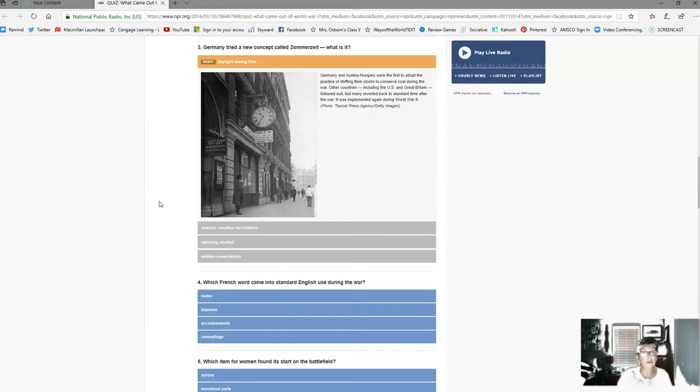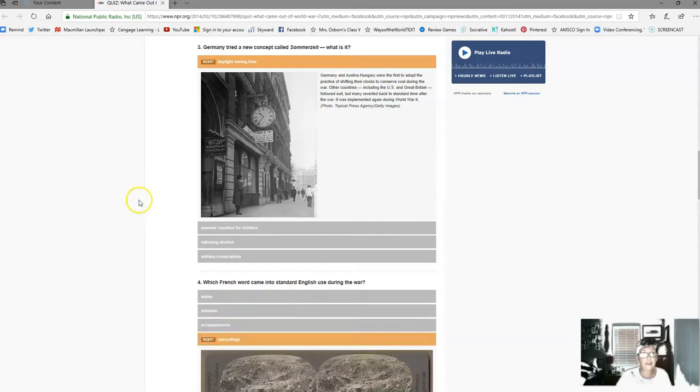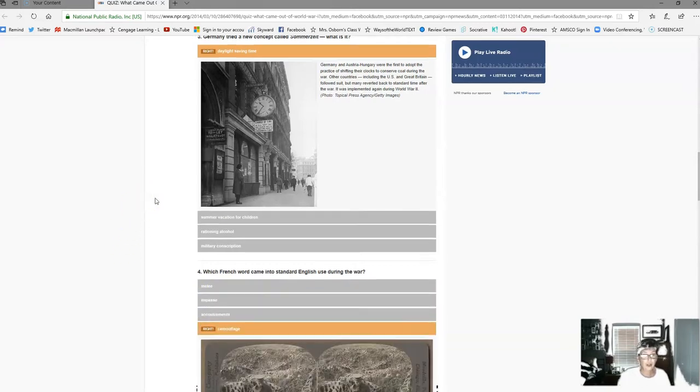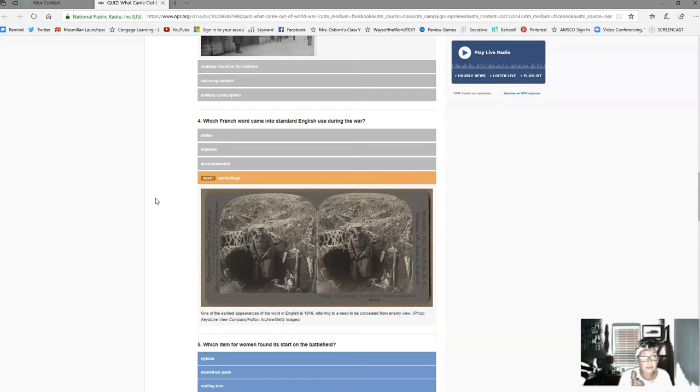What French word came into standard English during the war? Mêlée, impasse, accoutrement, or camouflage? I think you know this one like you know the trench coat. It was camouflage. All right, camouflage. This is one of the very first appearances of camouflage, the word in English on this photograph. And it's meant to conceal you from enemy view.